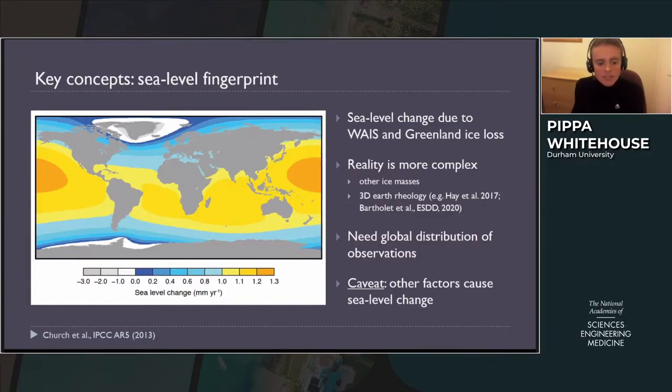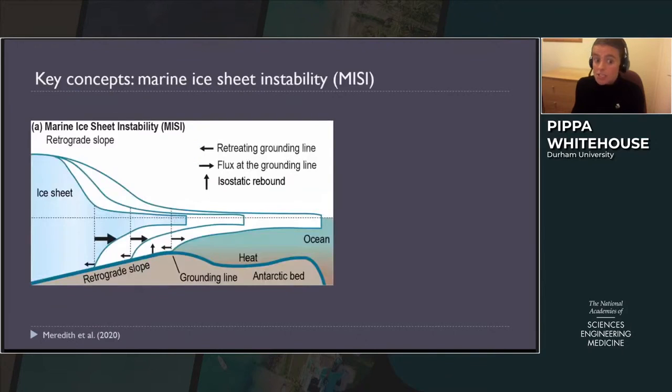The last of my key concepts is going to move to the ice sheets. And again, this is a figure from the recent special report on oceans and cryosphere and the changing climate. And it takes a snapshot through a marine ice sheet. So the third concept I want to talk about is the marine ice sheet instability. Antarctica is a marine grounded ice sheet, which means that it flows from the continent directly into the ocean.